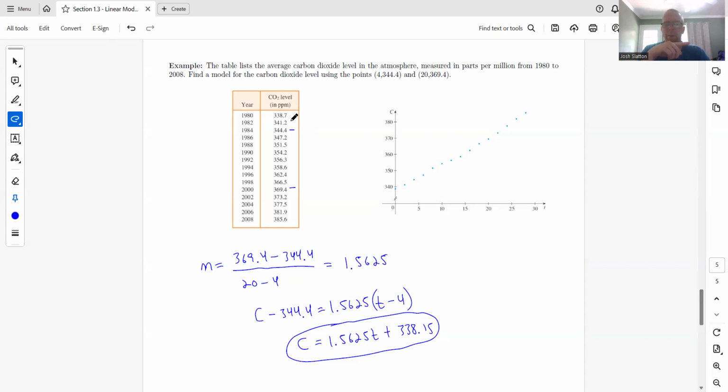So in the next video, we'll get a video from YouTube and talk about how to get a regression equation based on a scatter plot like this.